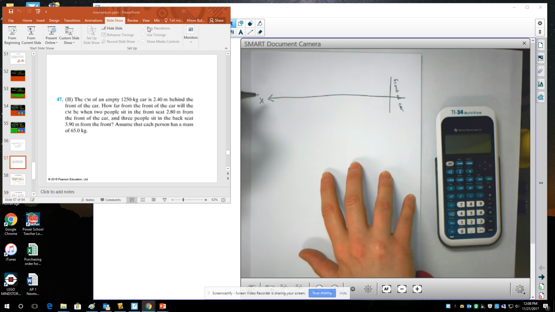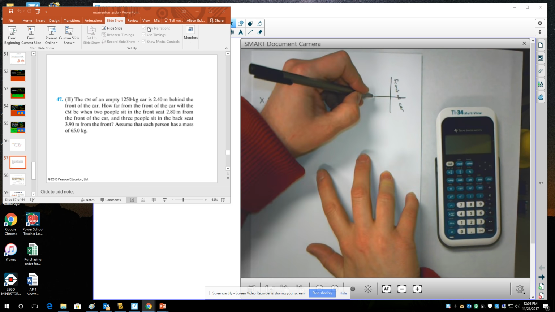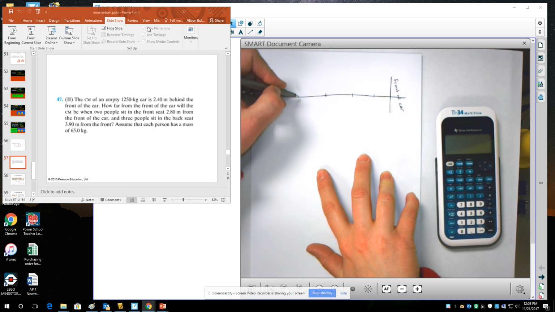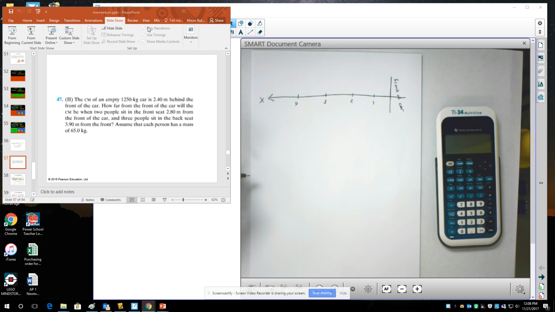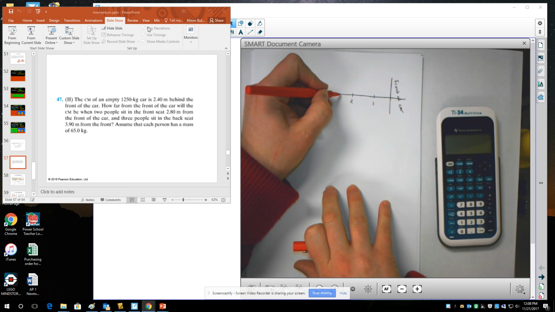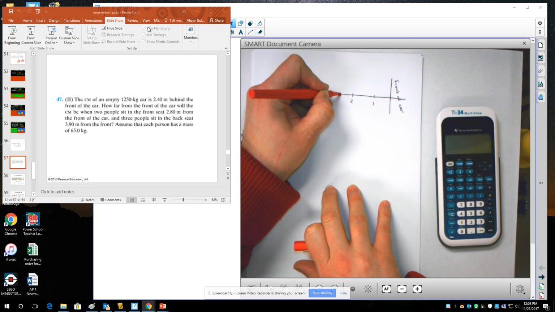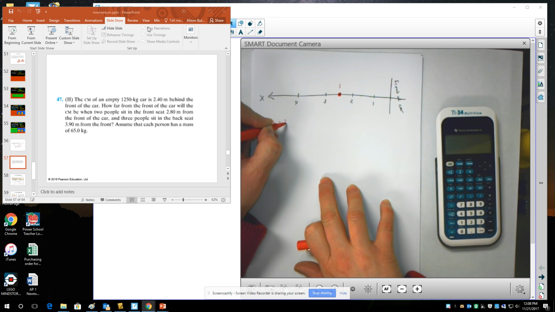And I'm considering positive x to be to the left, just so that everything lines up to the front of the car. So let's make this 1, 2, 3, 4 meters from the front of the car. My scale is not great, but it is what it is. So the center of mass of the empty car is 2.4 meters behind the front of the car. So I'm going to put a red dot here. This is object 1. And mass 1 is 1,250 kilograms. X1 is 2.4 meters, right?